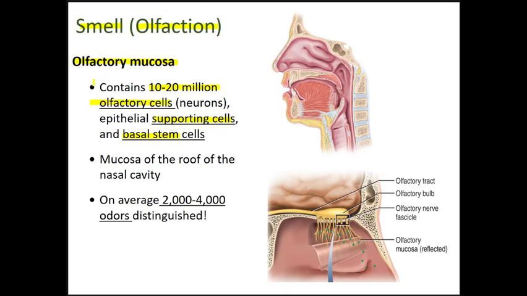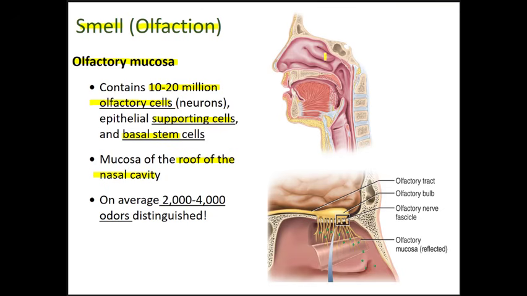Now, this mucosa that's involved in smell is found on the roof of our nasal cavity. So if we have a look at this sagittal cut right here of the face, here is your mouth, your tongue. This is the hard palate or the roof of your mouth. And here is your nose where you would breathe in odors. And right at the roof here, this is where your olfactory mucosa, or the mucosa involved in smell, is going to be found. Now, at the top here, you can see a bone. And above this bone is where your brain would be.